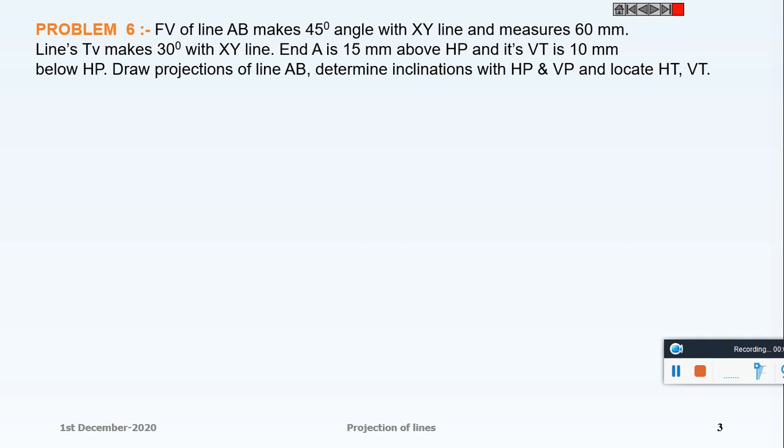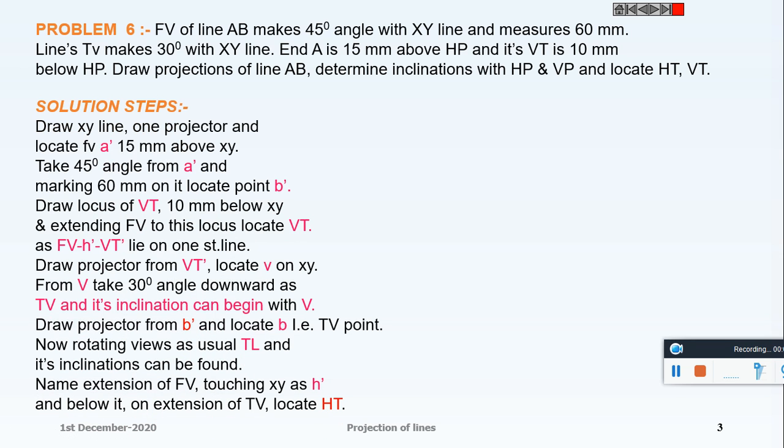Front view of line AB makes a 45-degree angle with XY line and measures 60 mm. The line's top view makes 30 degrees with XY line. End A is 15 mm above HP and its vertical trace is 10 mm below HP. Draw the projections of line AB. Determine the inclination with HP and VP and locate its traces, horizontal trace and vertical trace. These are the steps. Let us see how it is drawn.